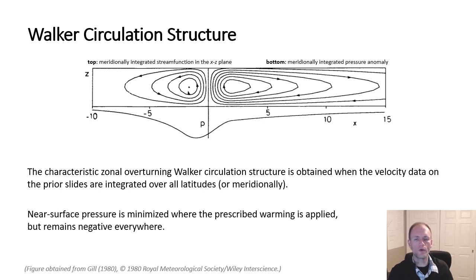So from here, we're going to move into considering the predominant mode of variability associated with the Walker circulation, that being the El Niño Southern Oscillation. But this is it for our Walker circulation discussion.